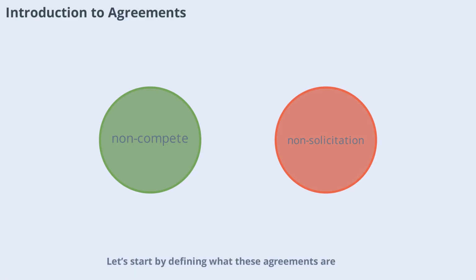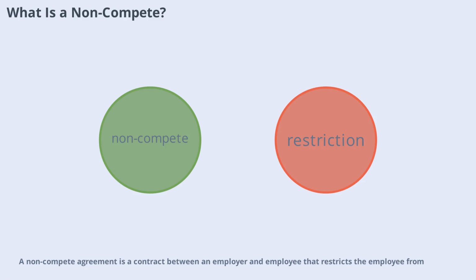Let's start by defining what these agreements are and why they matter in today's business world. A non-compete agreement is a contract between an employer and employee that restricts the employee from working for competitors or starting a competing business for a certain period after leaving the company. The goal is to protect the employer's confidential information, trade secrets, and customer relationships.